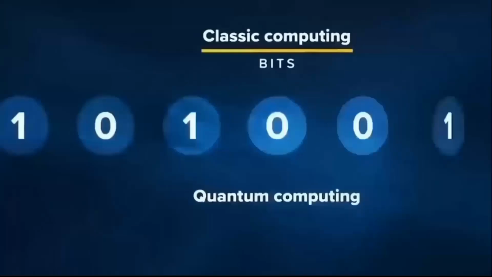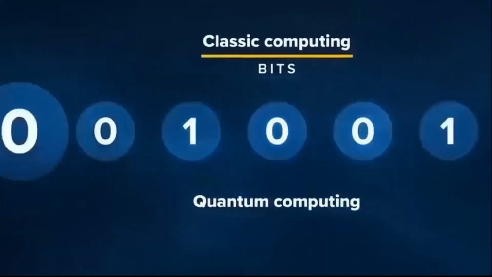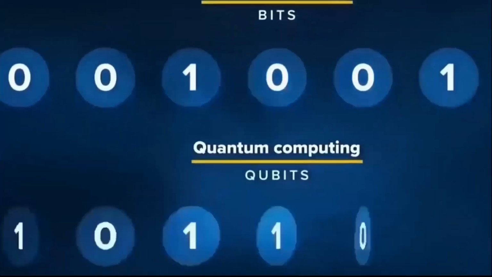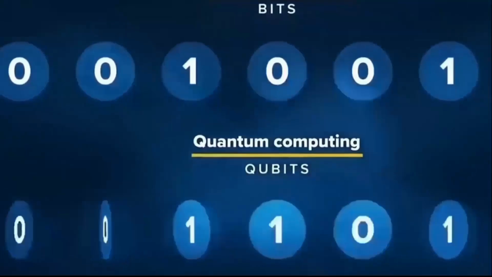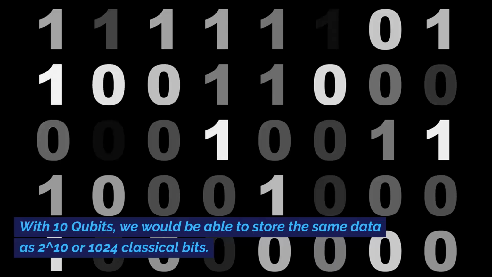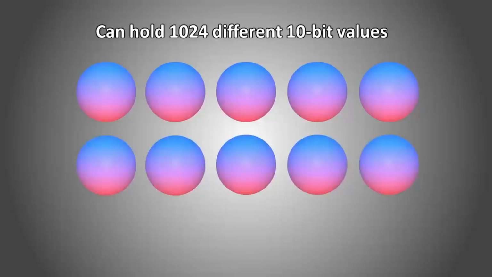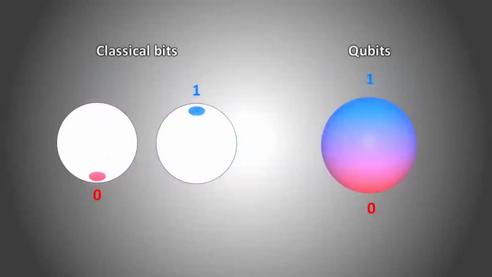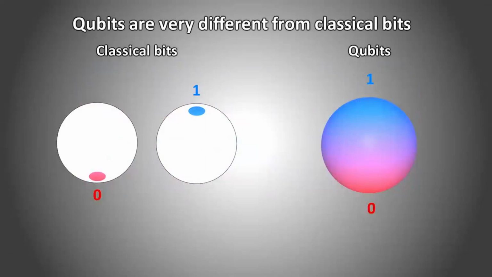Now, if we have 3 qubits, we would have 8 different states. We need to know 8 different numbers to define the state of those qubits, whereas classical is just 3 bits. With 10 qubits, we would be able to store the same data as 2^10 or 1024 classical bits. If you keep going, what you'll find is that the amount of equivalent classical information contained by n qubits is 2 to the power n classical bits.